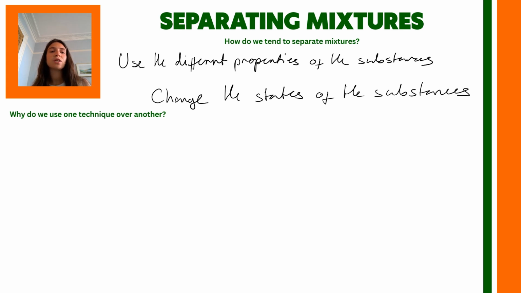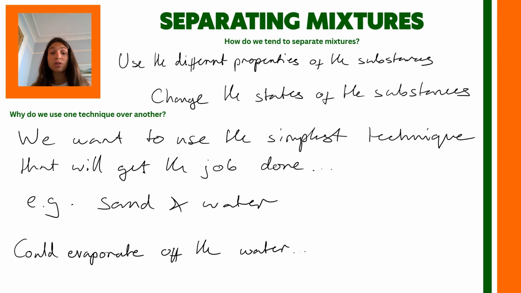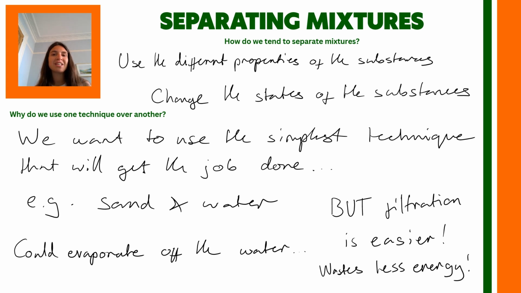And why do we use one technique over another? Well, we're going to use the simplest one we can that gets the job done, essentially. So something like sand and water, we could evaporate off the water and be left with the sand, but actually filtering is much easier in this case and it's going to waste less energy.